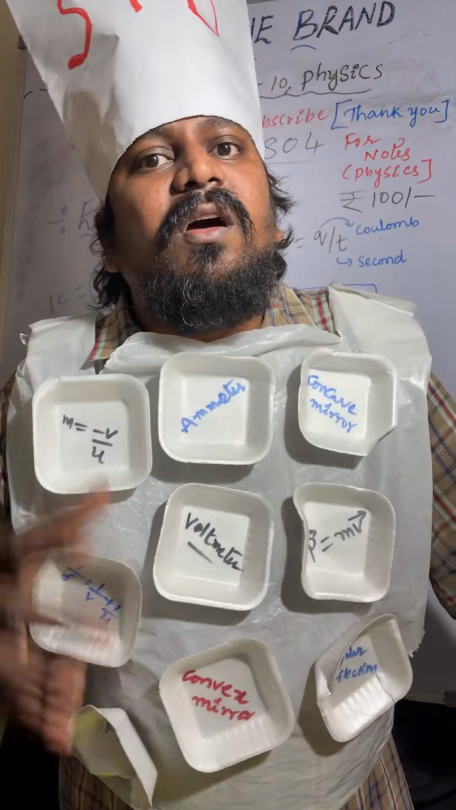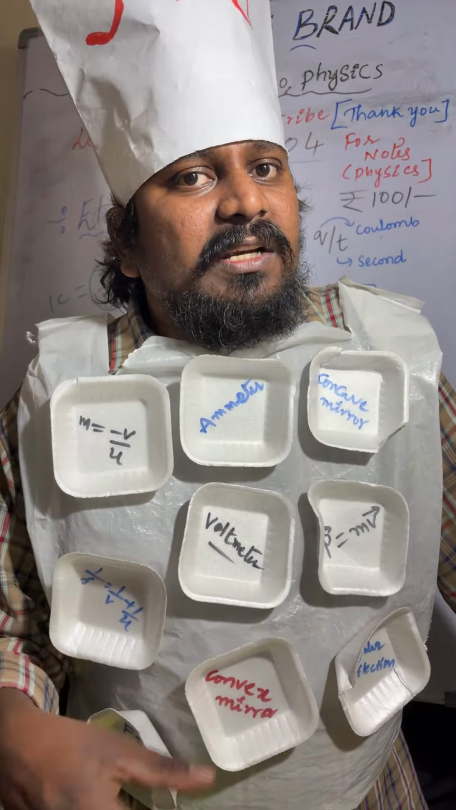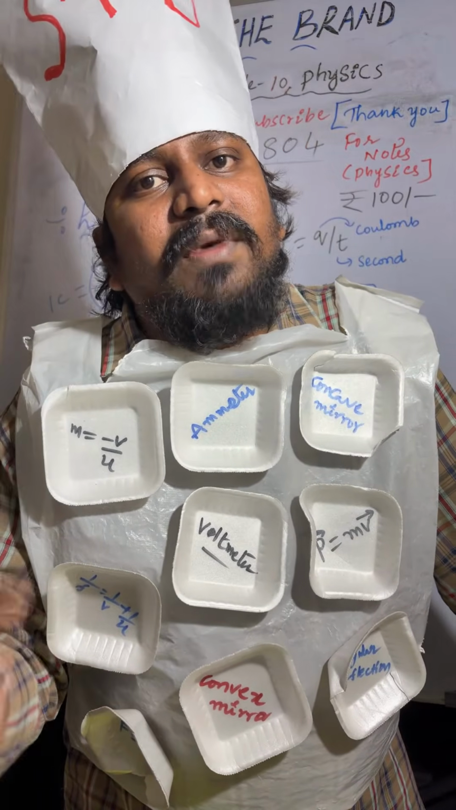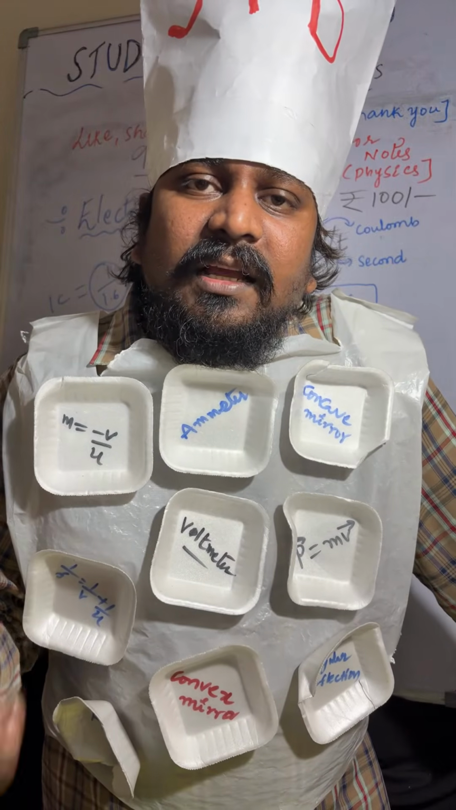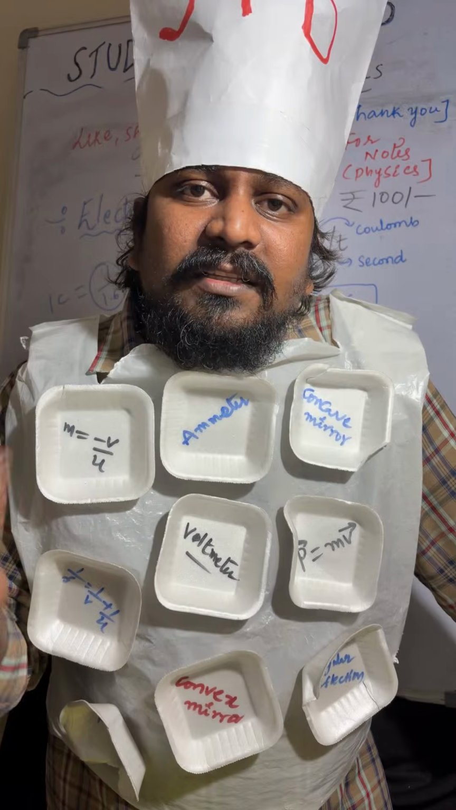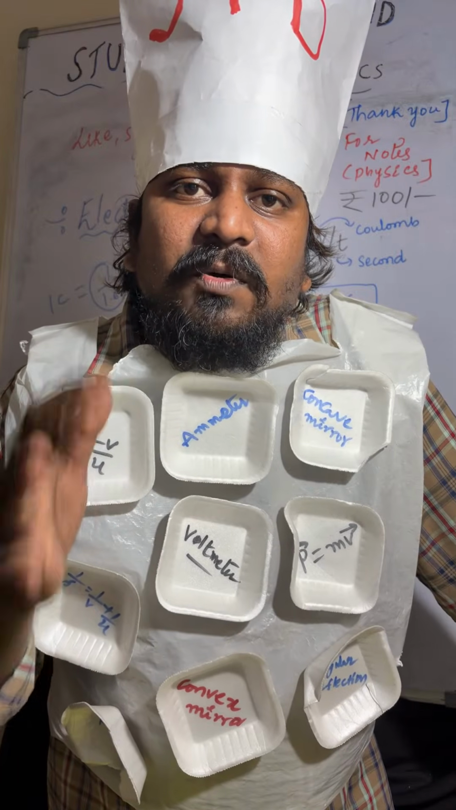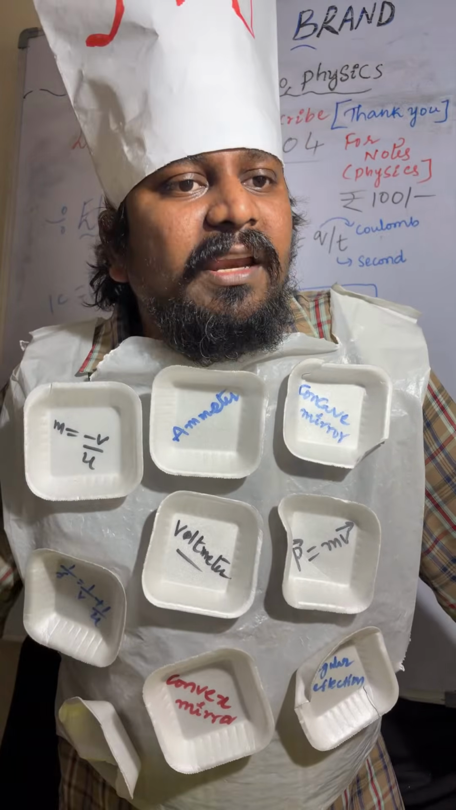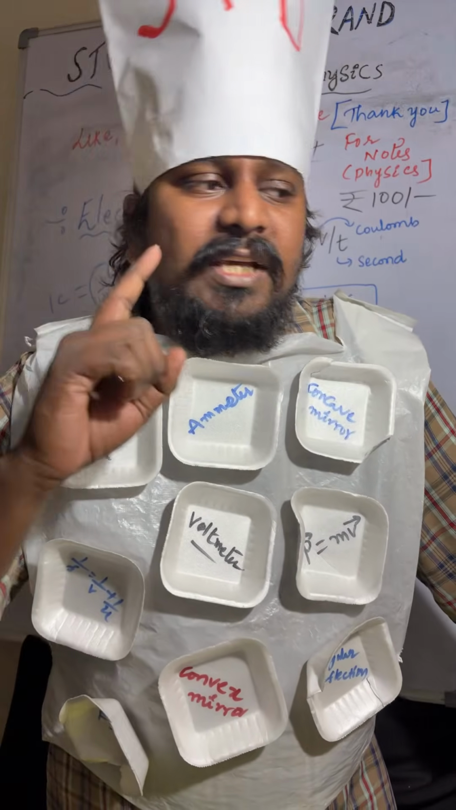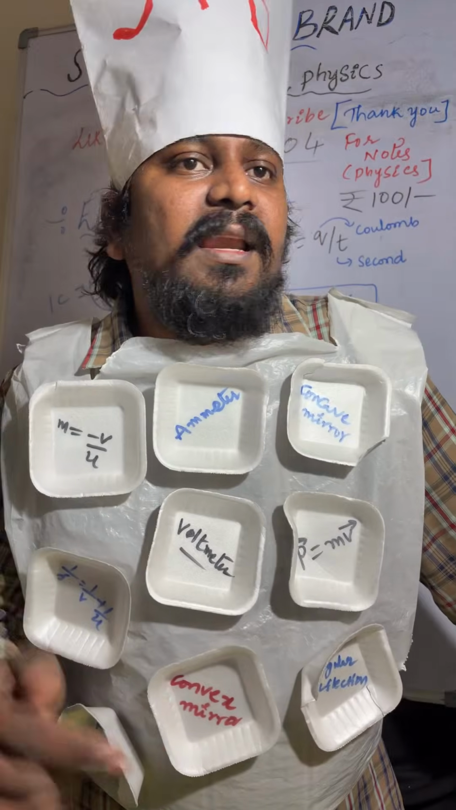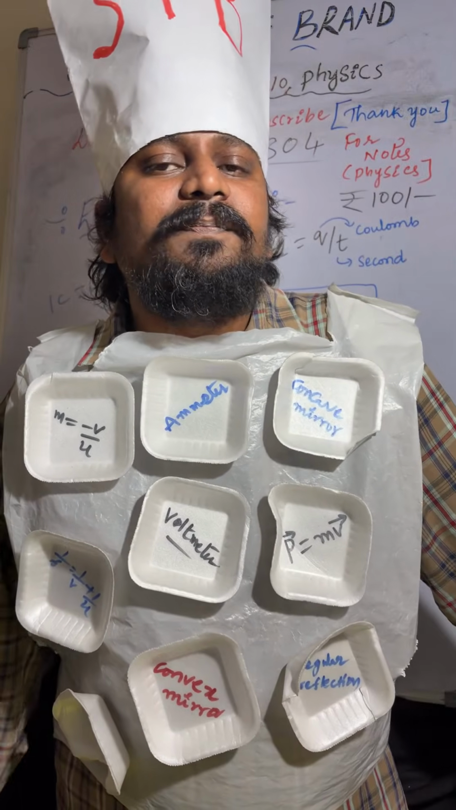On 1 electron, how much charge is present? 1.6 into 10 power minus 19 coulomb. In 1 coulomb, how many electrons are present? 6.25 into 10 power 18 electrons. Very, very important from the MCQ point of view. Okay, the SI unit of current is ampere, and for the symbol we have to take capital A.